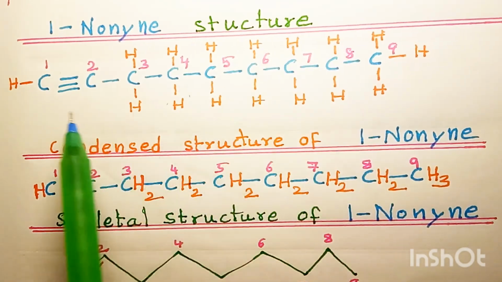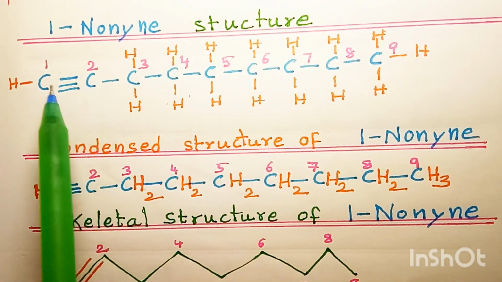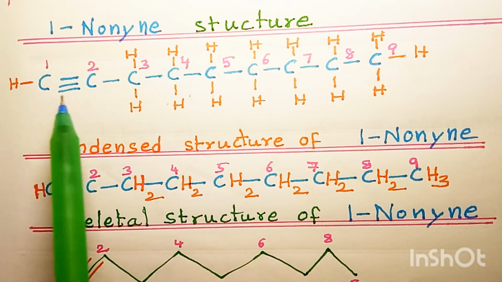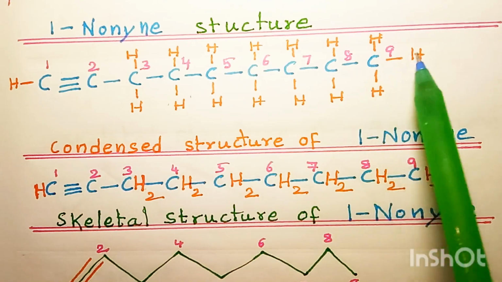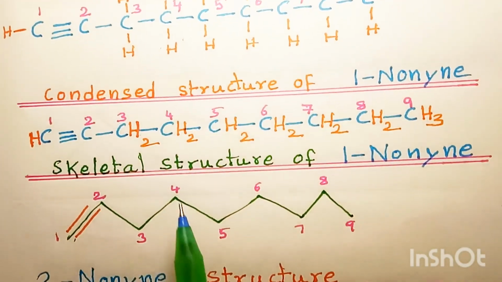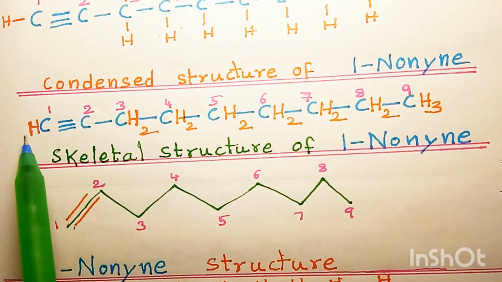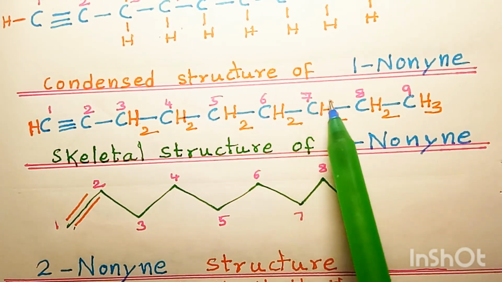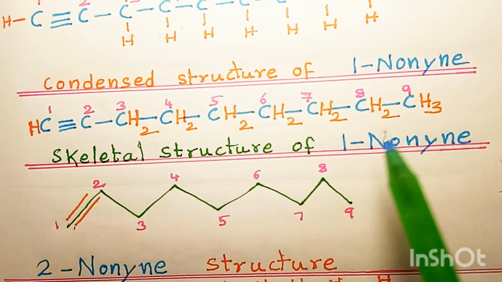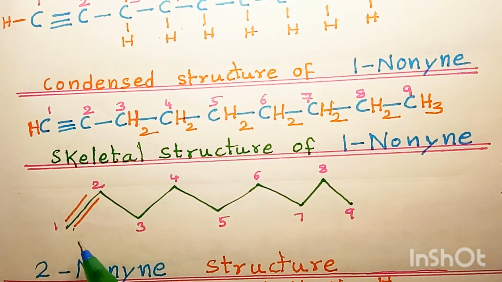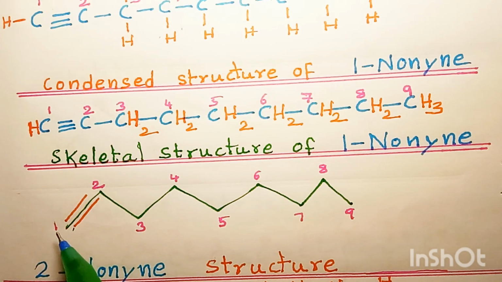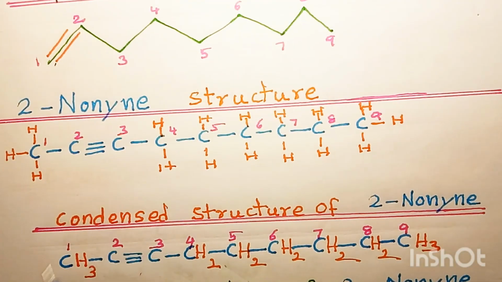So let us start with the structures. 1-nonyne: the triple bond will be between the first carbon and second carbon. There will be 9 carbon atoms, and each carbon atom will have 4 bonds. So if we satisfy that, we will get the structure of nonyne very easily. This is the condensed structure: CH triple bond C, single bond CH2, single bond CH2, single bond CH2, single bond CH2, single bond CH2, single bond CH3. This is 1-nonyne. Let us see the skeletal structure. Draw zigzag lines like this up to 9 and draw 2 more lines between 1 and 2. So this becomes 1-nonyne.